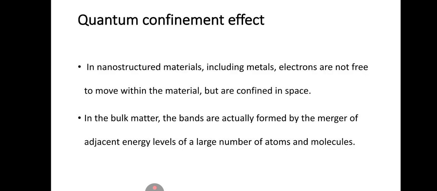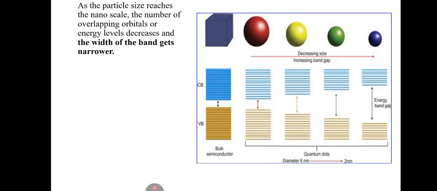So in the quantum confinement effect, in nanostructured materials including metals, electrons are not free to move within the material but are confined in space. In bulk matter, the bands are actually formed by the merging of adjacent energy levels of a large number of atoms and molecules. So you can see the diagram here.